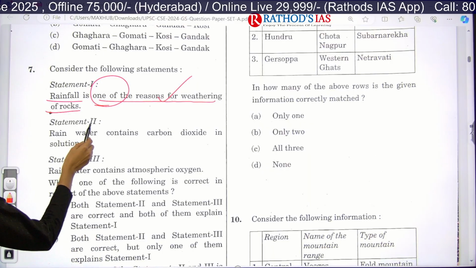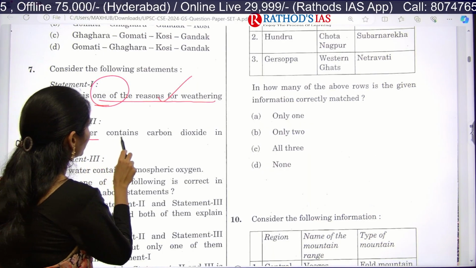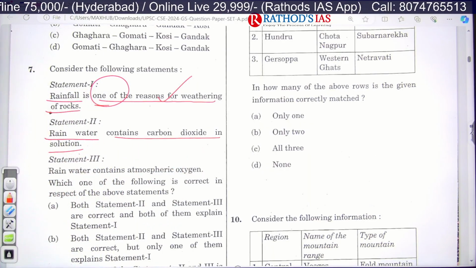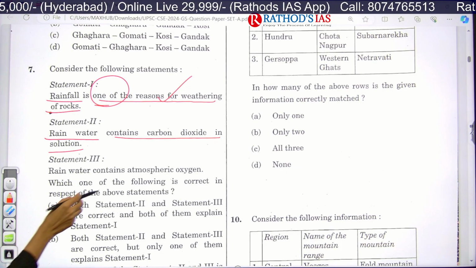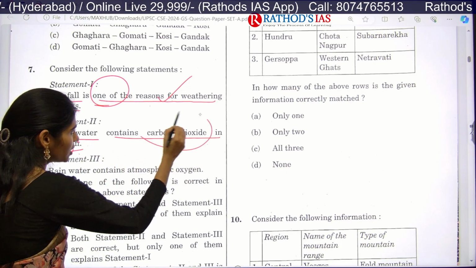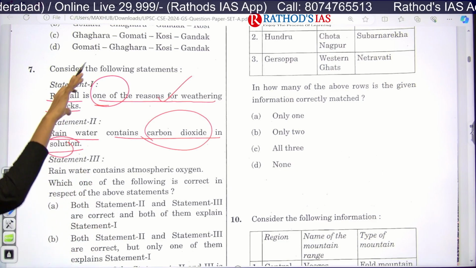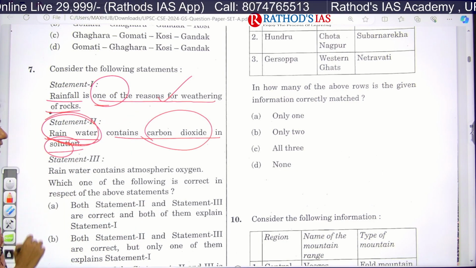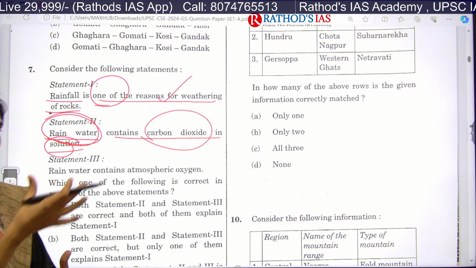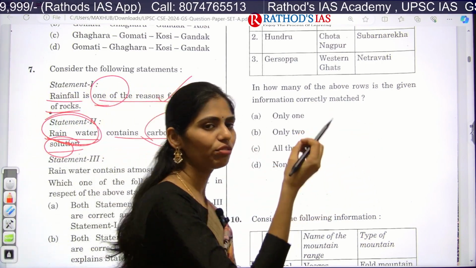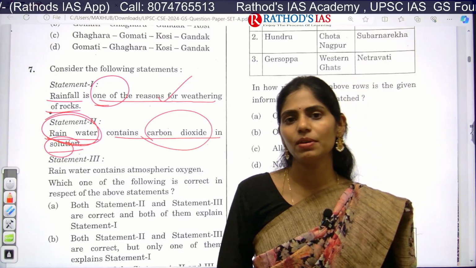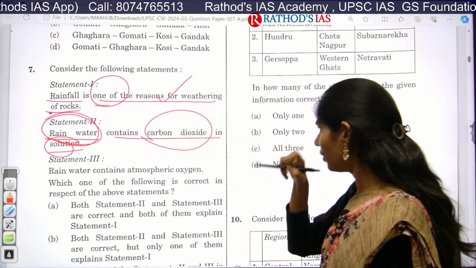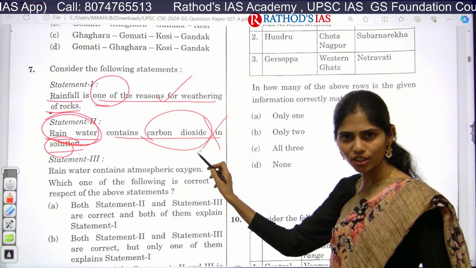Statement 2: rainwater contains carbon dioxide in solution. Yes, carbon dioxide will be present in solution, in dissolved form. But we can't say rainwater is containing it. We consider rainwater as fresh water, so it will have some important ions, but nowhere do we read that it has carbon dioxide.